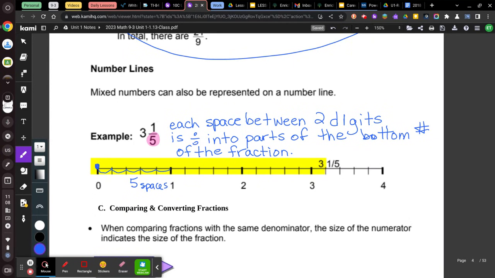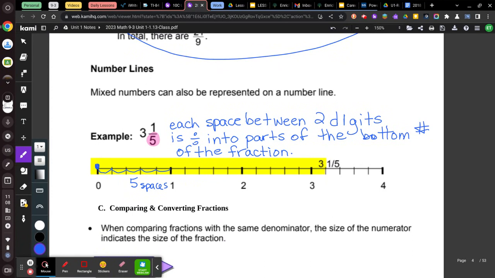So if I want to go to 1 whole, I have 2 wholes, I have 3 wholes. Now it says I have 1 over 5. 1 over 5 means I'm going to go to the first tick past the number 3. What if that number on the top of the 5 was a 4? Where would I draw my line to? Would I draw it right to the 4? What do you think?